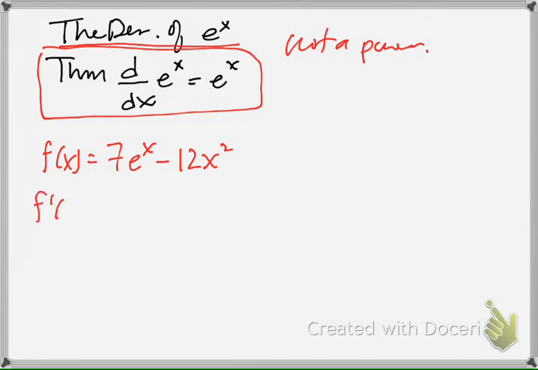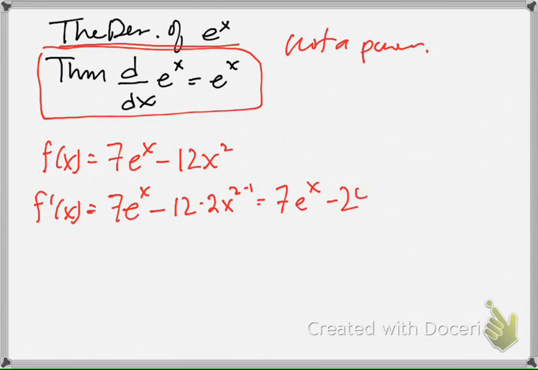So for the derivative of this function, my constant multiple rule still holds, so it would just be 7. And the derivative of e to the x is e to the x. And then my constant multiple rule holds again, so it's 12. And then the derivative of x squared is 2x to the 2 minus 1. So I get 7e to the x minus 24x.